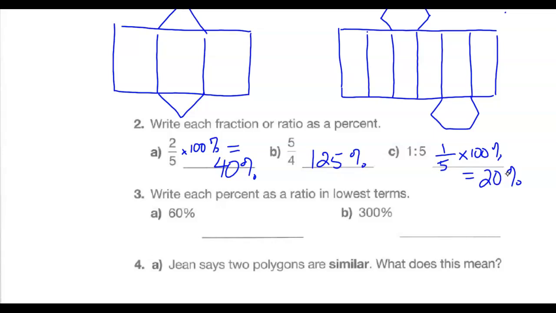Then the next one, write each percent as a ratio in lowest terms. Typically, we'd show it as a fraction. The ratio can be shown in fraction form, but sometimes we think about that as a colon. So let's do it in fraction in lowest terms. So that'll be 60 over 100. And then reduced, obviously the tens divide out, so 6 over 10, which reduces to 3 over 5. And then 300% is 300 over 100, which is 3.